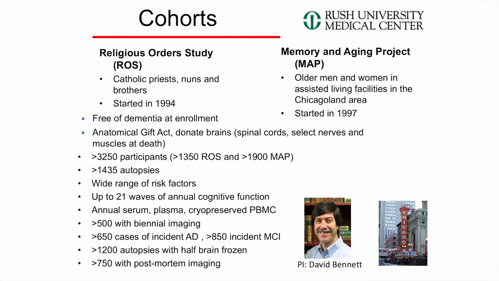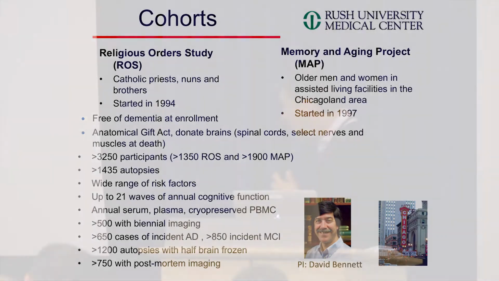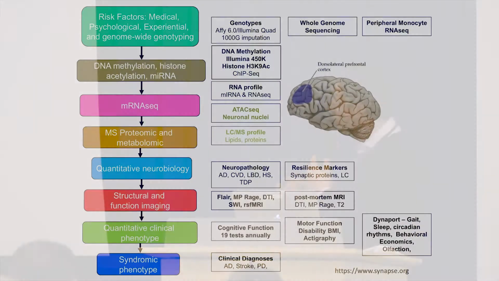What's really beautiful about it is that there is annual cognitive testing in each subject, as well as neurological evaluations, with 21 different tests performed in each subject. Also, there is antemortem imaging, and at the time of autopsy, the brain is imaged again. So really a host of data that David has accumulated, and over the last decade, we've started to generate different molecular data from his samples, which are summarized here.